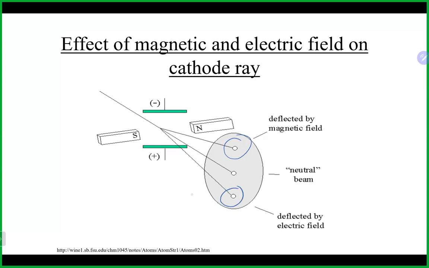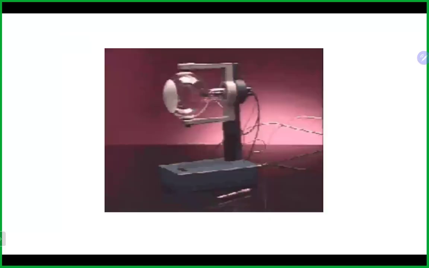If it bends there towards the positive side, it's going to be more negative. And obviously, if it just goes straight through, that guy's going to have no charge associated with it.